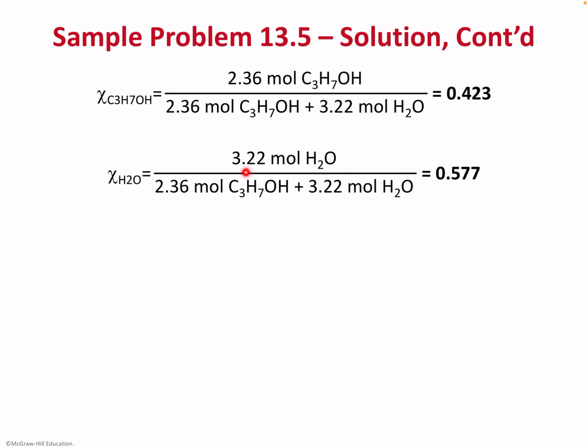Like this. This is the mole fraction for alcohol. Number of moles of alcohol, 2.36, you divide by the number of moles of both, 2.36 plus 3.22, which gives 0.423. To find the mole fraction of water, number of moles 3.22, you divide it by the total number of moles, solute and the solvent together. Okay, and if you add these two together, this will give you 1, the 100% mole fraction.